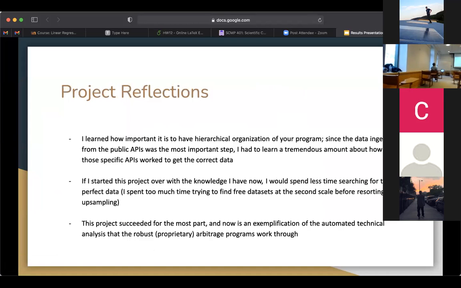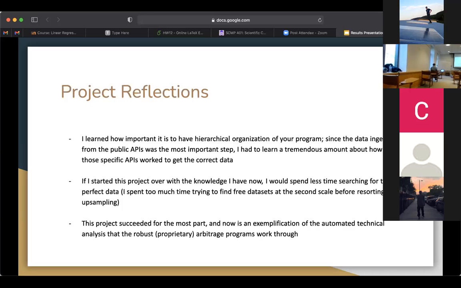Some project reflections. I now have a better idea of how to approach more hierarchical program organization. The data ingest from the public APIs was by far the most important step in automating this, and the data wrangling and ease of access was very major.